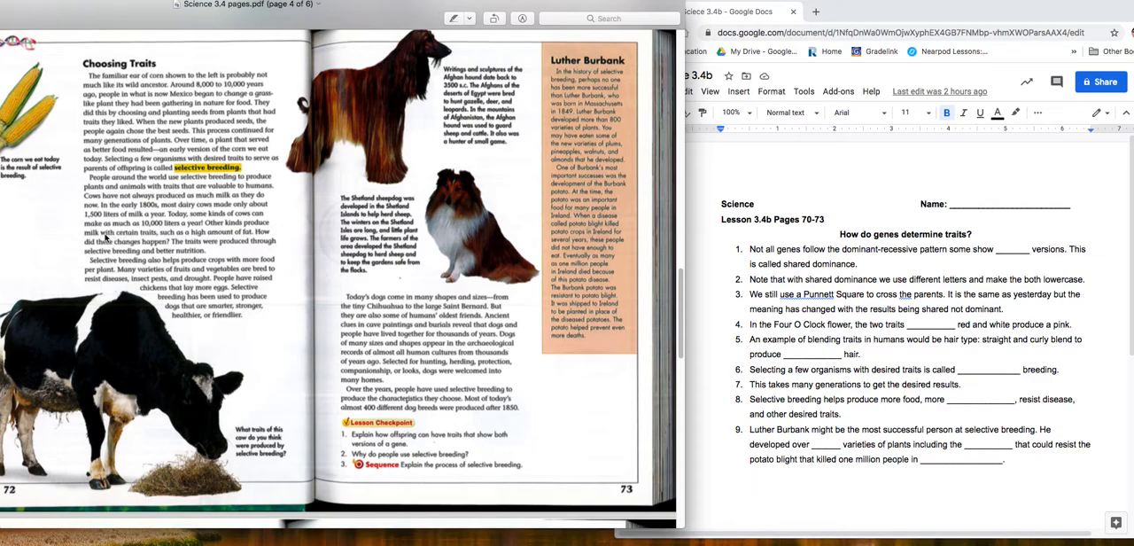Other kinds produce milk that has certain traits, such as a high amount of fat. How did these changes happen? The traits were produced through selective breeding and better nutrition. So guys, selective breeding is one thing. We all obviously also have learned how to feed cows better that goes along with that. Selective breeding also helps produce crops with more food per plant. Many varieties of fruits and vegetables are bred to resist disease, insect pests, and drought. People have raised chickens to lay more eggs. Selective breeding has been used to produce dogs that are smarter, stronger, healthier, friendlier.